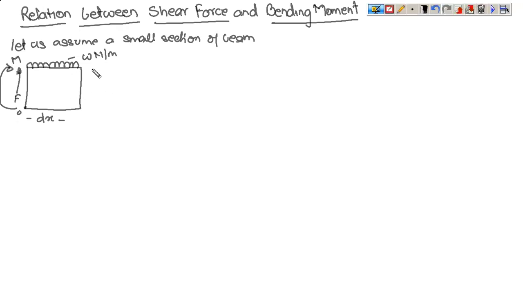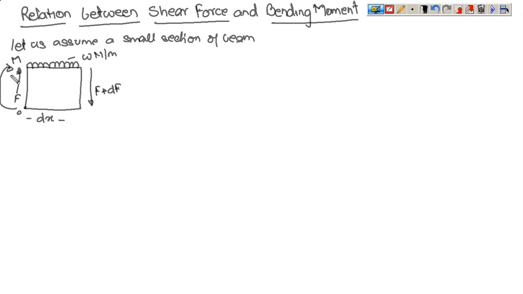Now, for equilibrium of this structure, you have F plus dF shear force acting on this end. Why F plus dF? Because due to the small change in distance, there must have been an increase or decrease in the shear force that is represented by dF. And this F and F, they will cancel out each other because the sum of all forces has to be equal to 0 for equilibrium.